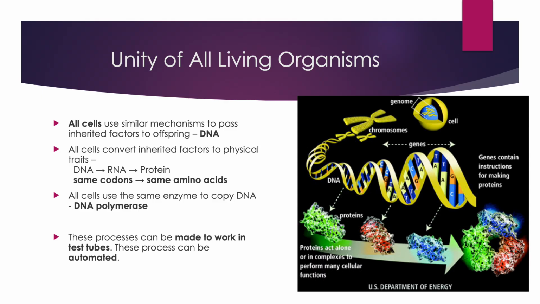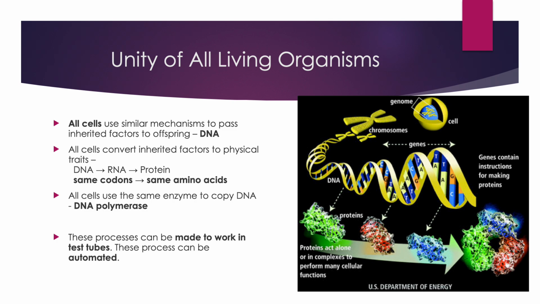So the first thing we're going to go over is that the genetic codes we have and that we first learned about using E. coli are similar in all cells. All cells use DNA to store their inherited traits. They all use a series of RNA steps to convert those traits into proteins. They all have the same codons, and those codons code for the same amino acids that are used to make proteins. All cells use DNA polymerase to copy their DNA.